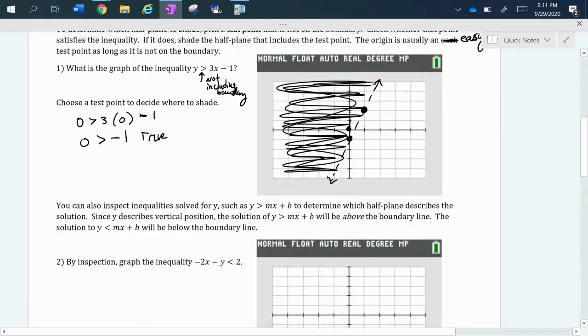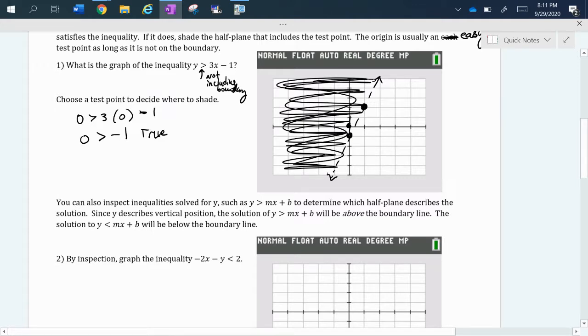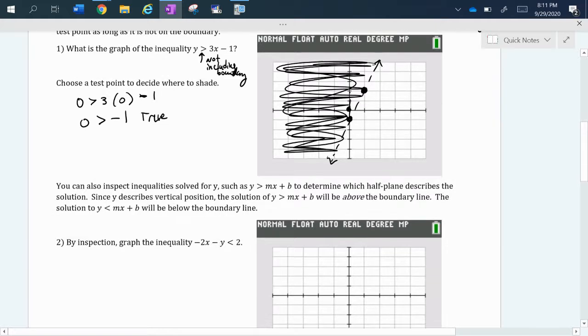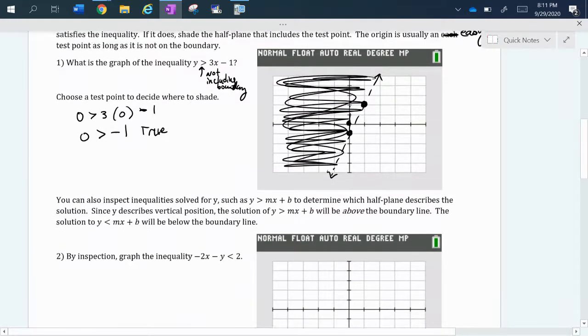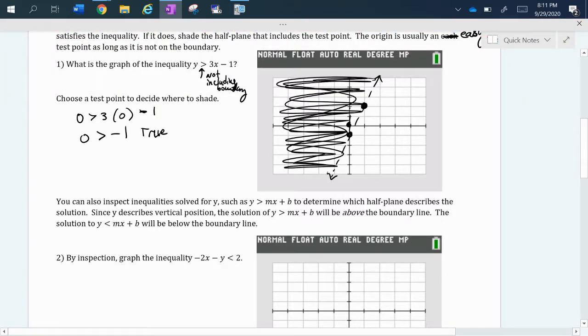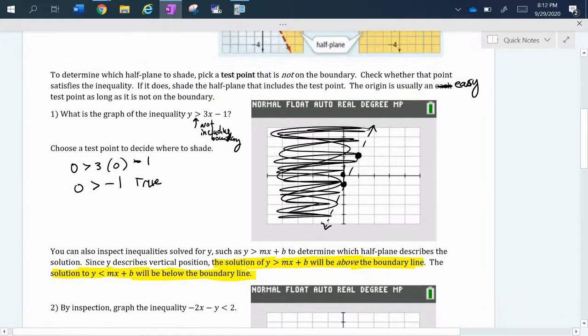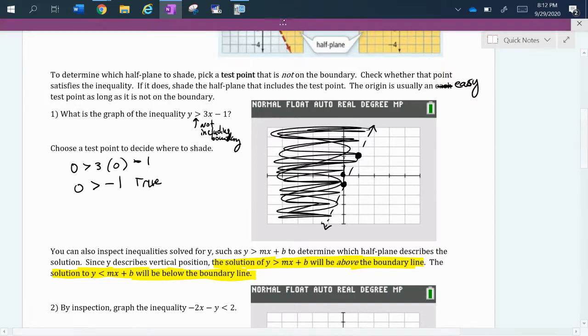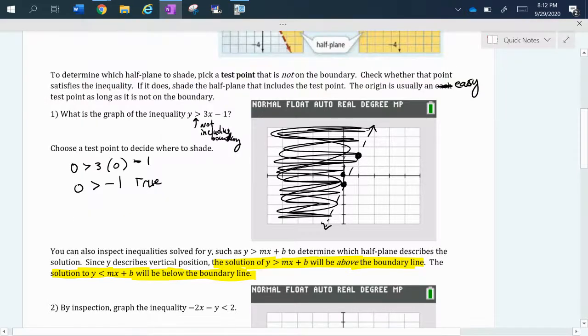You can also inspect inequalities solved for y, such as y is greater than mx plus b, to determine which half plane describes the solution. Since y describes the vertical position, the solution y is greater than mx plus b will be above the boundary line, and the solution to y is less than mx plus b will be below the boundary line. So if you notice the example we just looked at, y is greater than, we shaded above the boundary line. But we're still going to pick a test point to make sure.